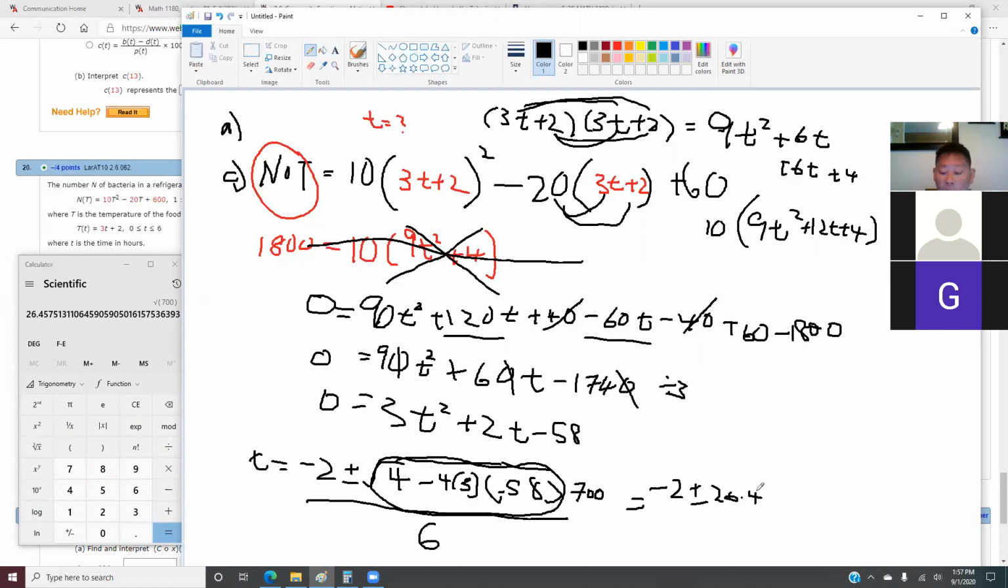26.46. Now you cannot round this number. You actually need to use all the decimals. No rounding here, all over 6. You cannot round this. Once you round this, your answer is going to be wrong.